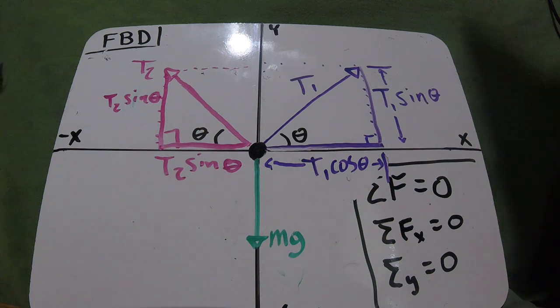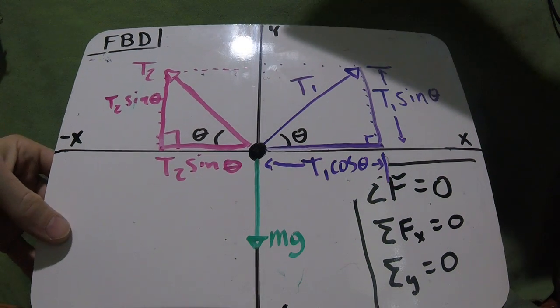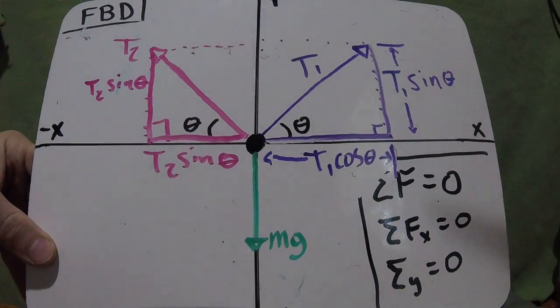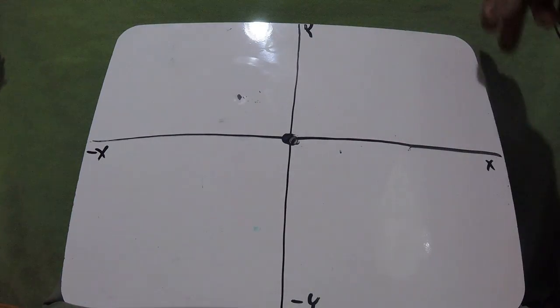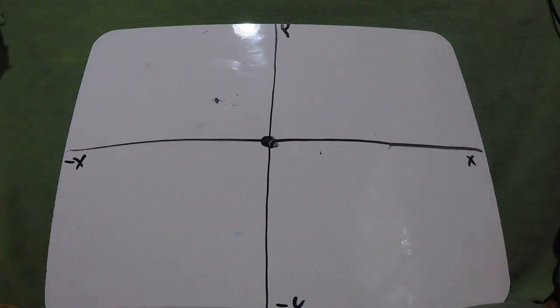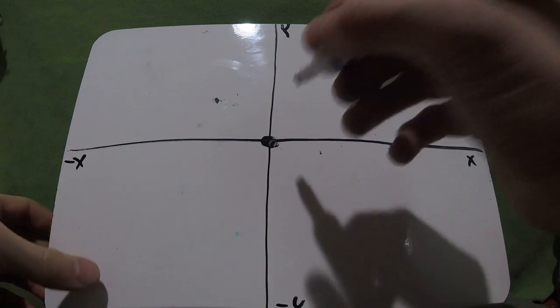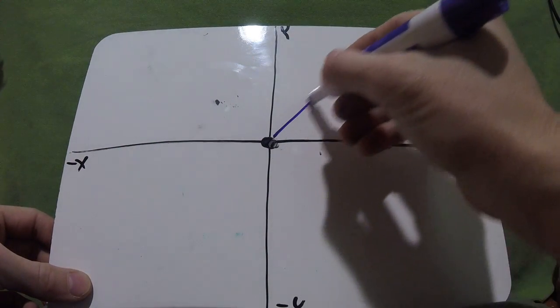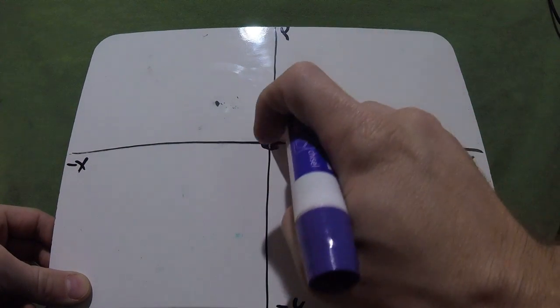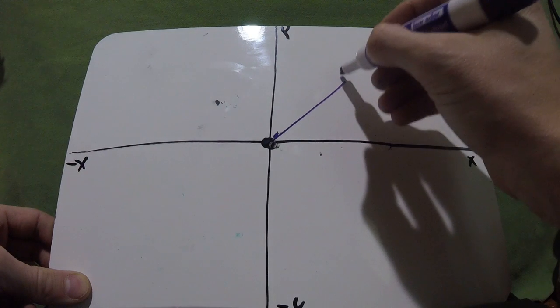So to highlight this a little bit more, I'm going to start with this. This is where we're starting. I'm going to start with a blank coordinate system, and we're just going to focus on T1. This is our mass M still. This is T1.